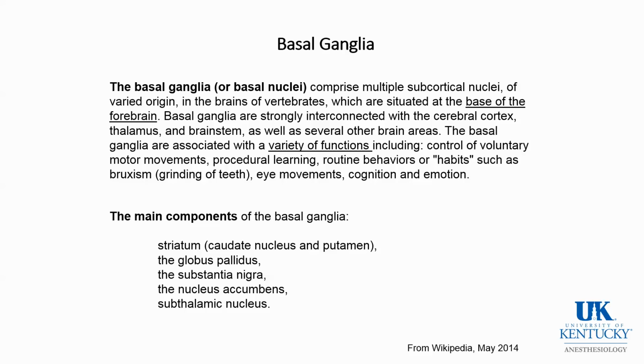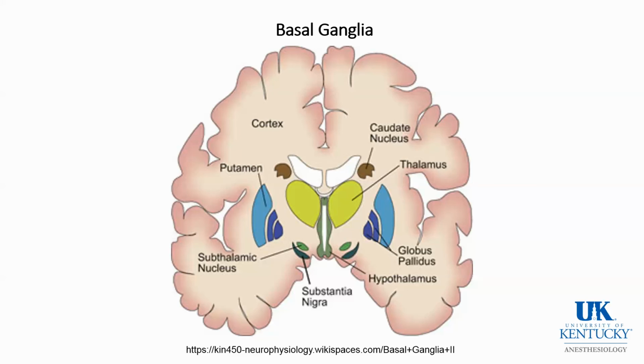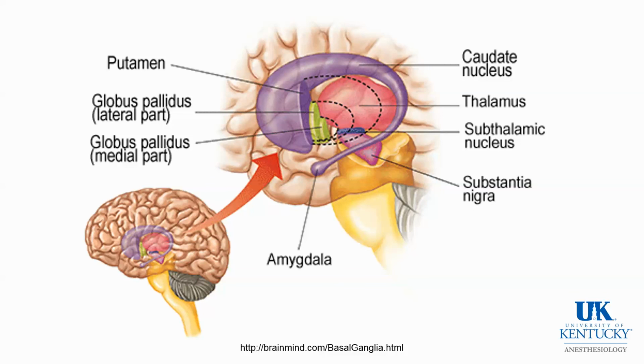The basal ganglia are critical to a variety of functions, including the control of voluntary and involuntary motor movements, learning, habits, eye movements, cognition, and emotion. The main components are listed at the bottom of this slide and depicted in this diagram. This is another lateral depiction showing these basal ganglia.